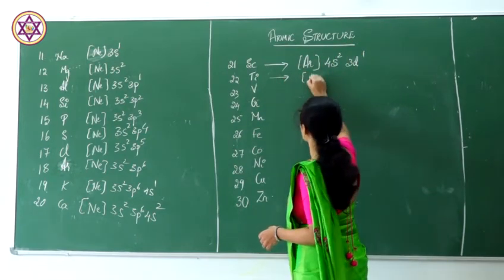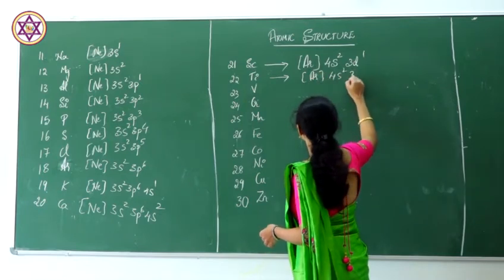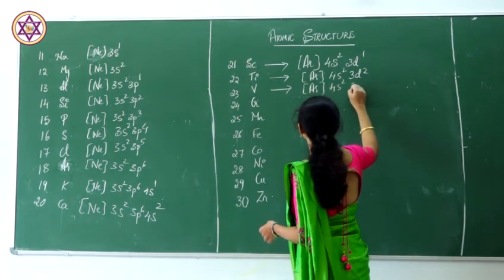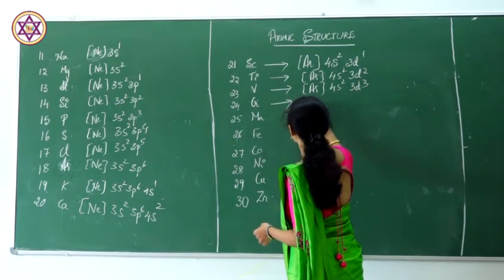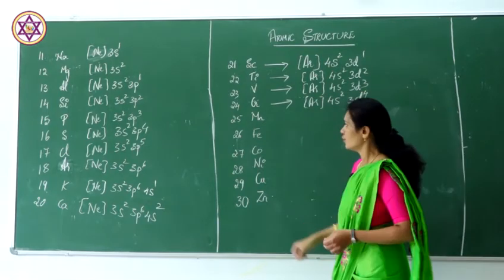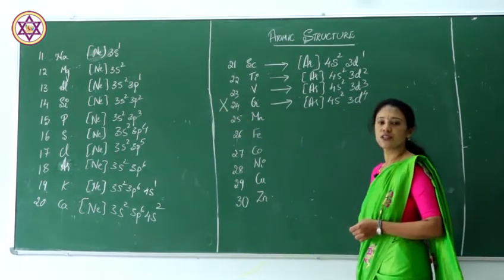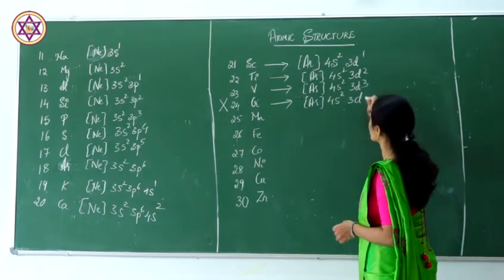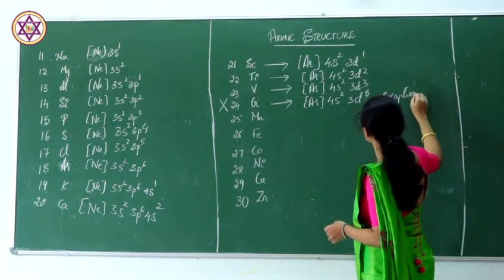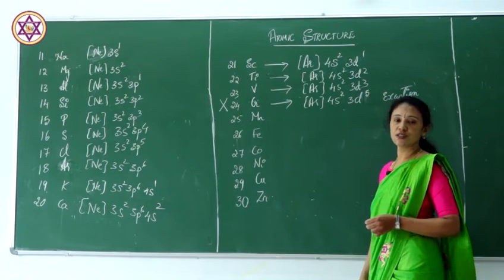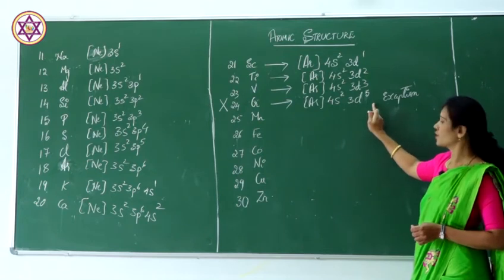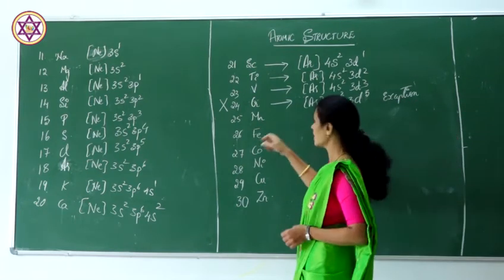For titanium, argon 4s2 3d2. Then for vanadium, 4s2 3d3. For chromium, argon 4s2 3d4. No, we can't represent it as 3d4. It should be 3d5. This is an exception in the filling of electronic configuration in the orbitals. It does not obey the Aufbau rule here. This chromium also, I will explain why.